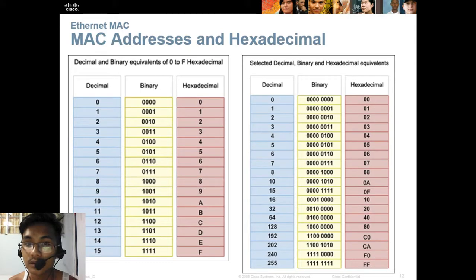But for the selected decimal, binary, and hexadecimal equivalents, we have 0 to 255 for decimal, and for binary, we have 2 octets made up of zeros and ones, and for hexadecimal, we have 00 to FF.